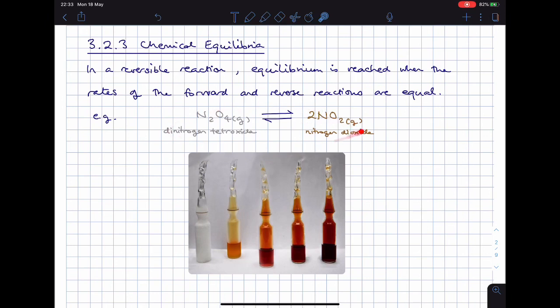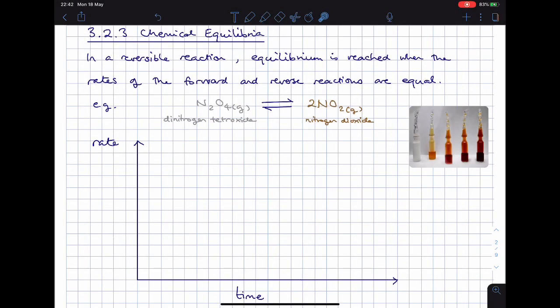Now I've chosen this reaction because there's only one reactant and one product, so it's simpler to understand. Dinitrogen tetroxide is a colourless gas and nitrogen dioxide is a brown gas, so you can monitor this reaction using a colorimeter. So let's look at what happens to the rate of the forward and reverse reactions over time. So let's assume we start with no nitrogen dioxide and we only have dinitrogen tetroxide. So let's look at the rate of reaction with the dinitrogen tetroxide.